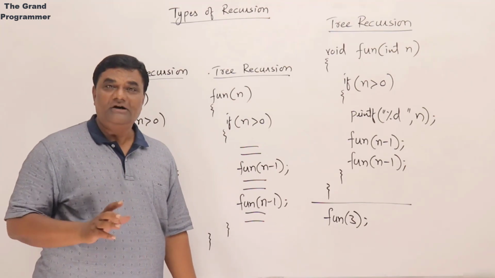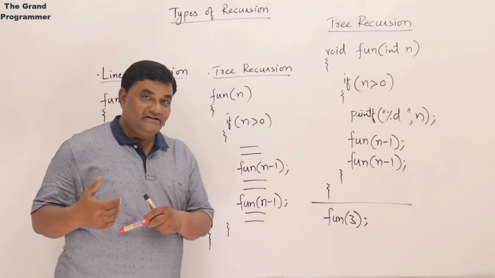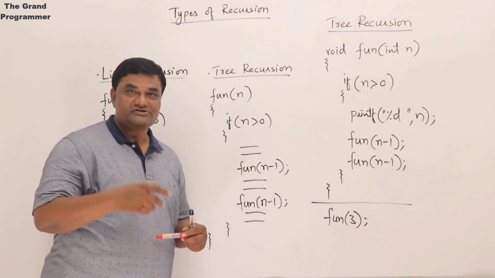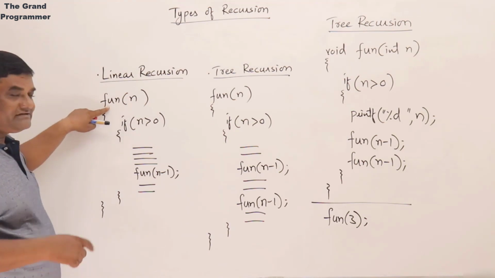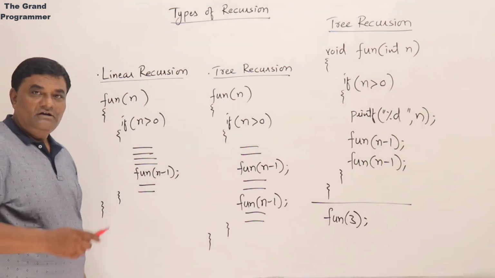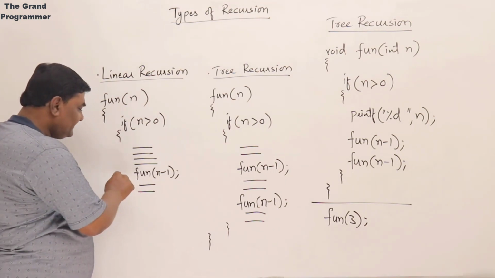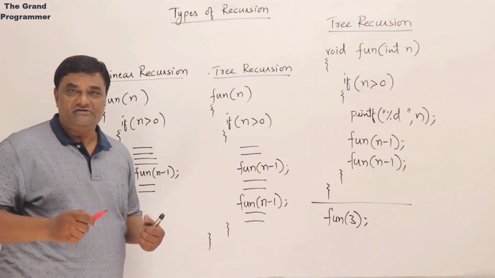In this video, we'll learn about tree recursion. So first of all, I will compare what is linear recursion and tree recursion. Let us see. A linear recursion is a recursive function that is calling itself only one time. You can see that the function is calling itself only one time, then it is a linear recursion.